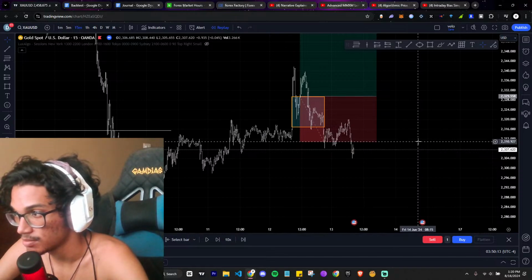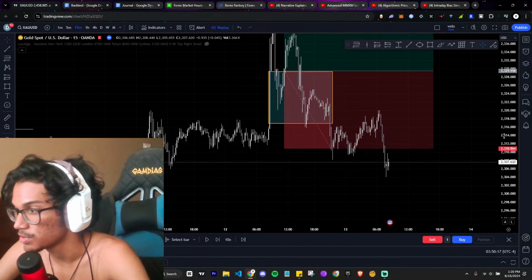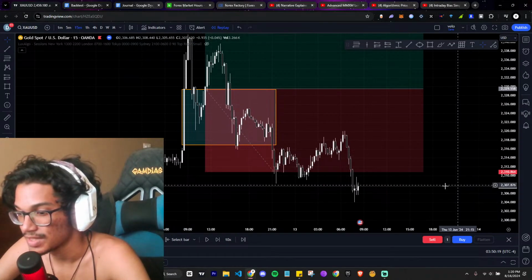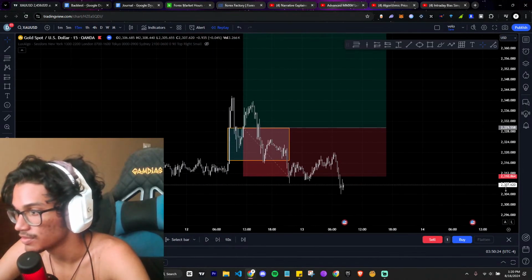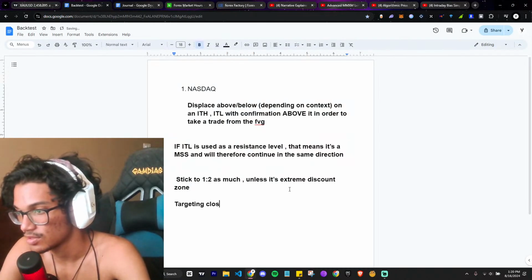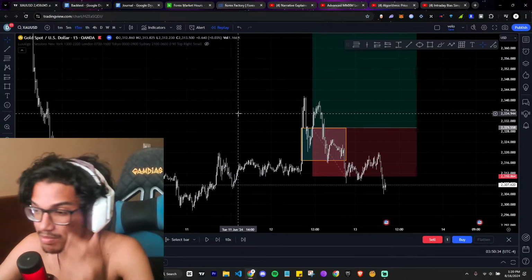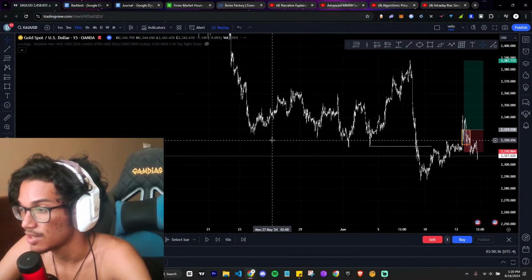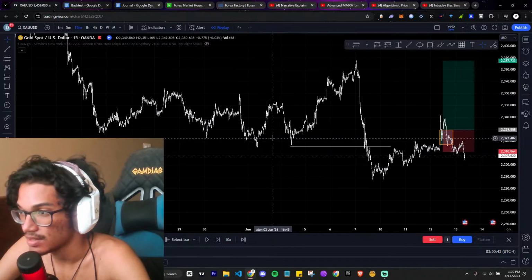I'm not saying it doesn't, but I think targeting the closest draw is probably your safest bet. Sure, you can go for 1 to 2s and stuff, but targeting the closest draw might be the safest bet. But of course, playing it too safe is just going to be unprofitable in the long run. So yeah, it doesn't really displace that high though.